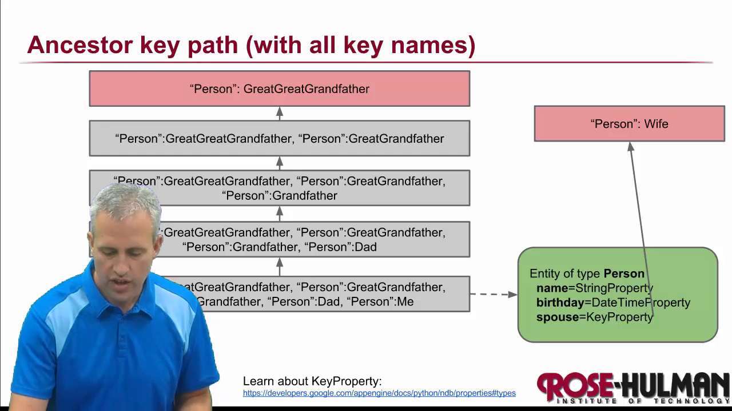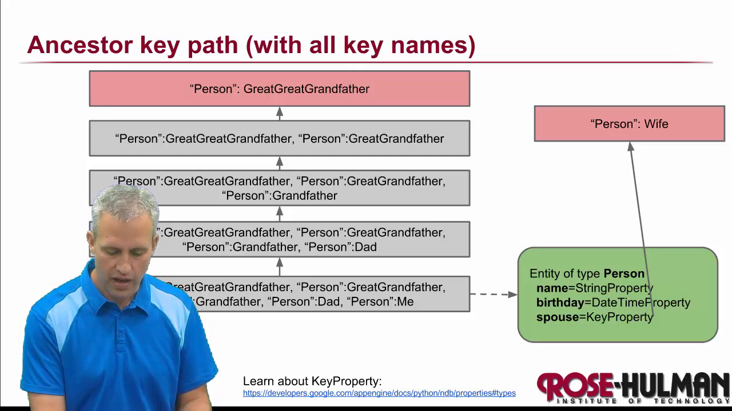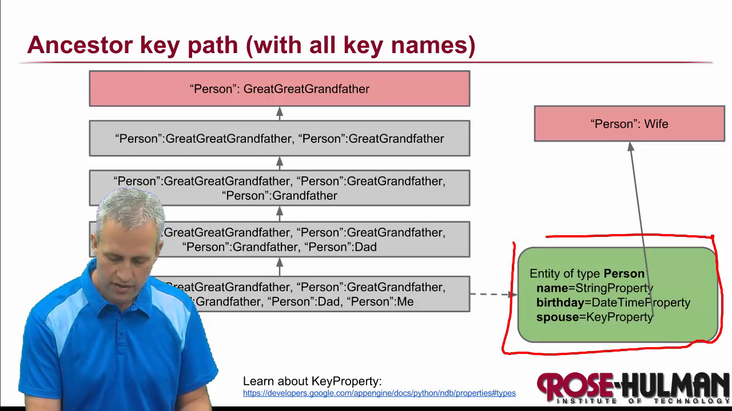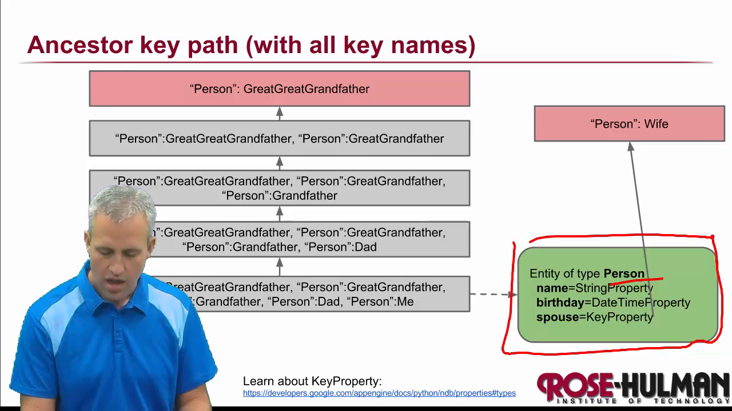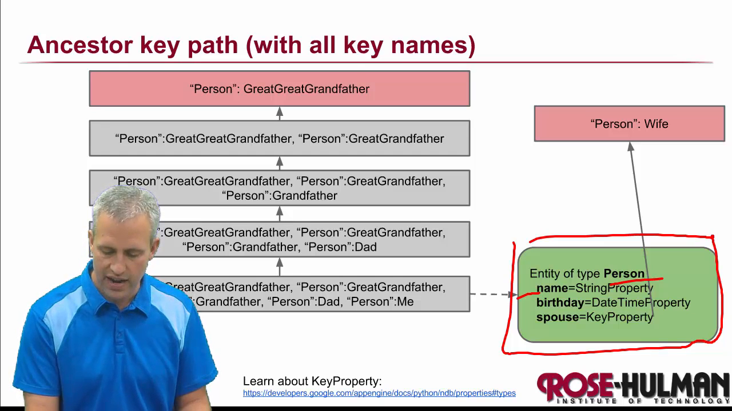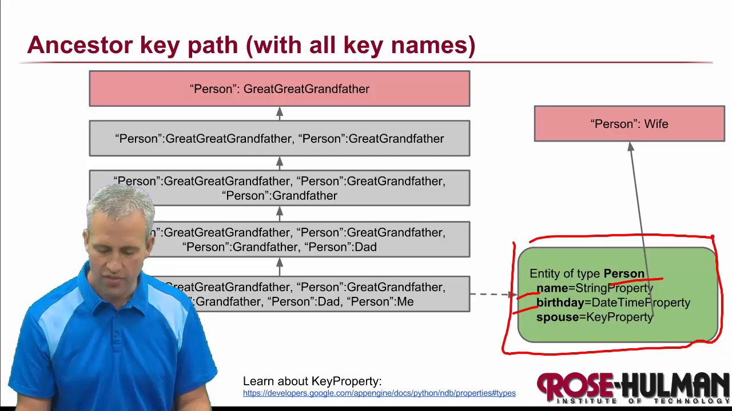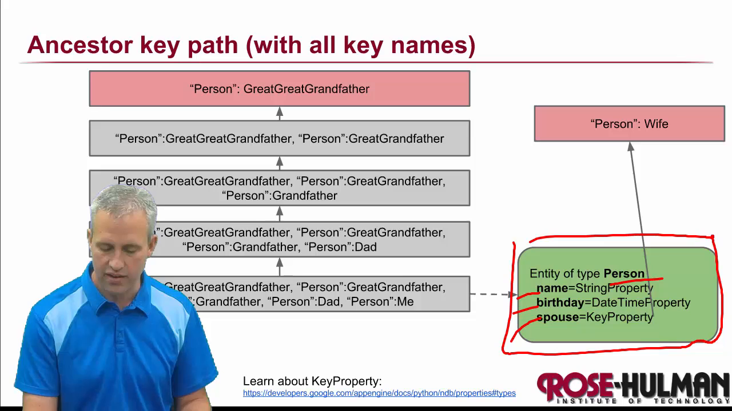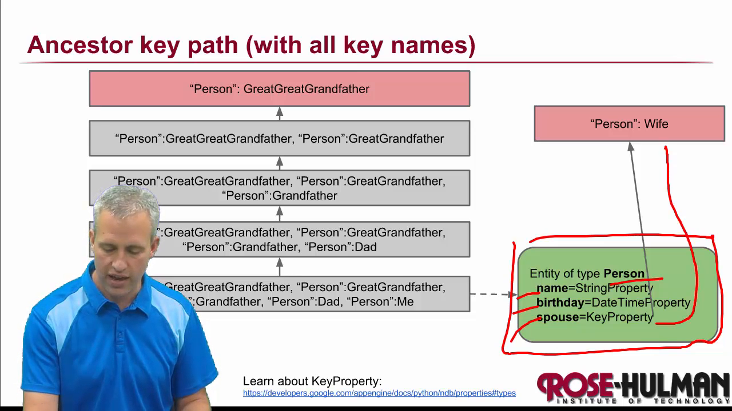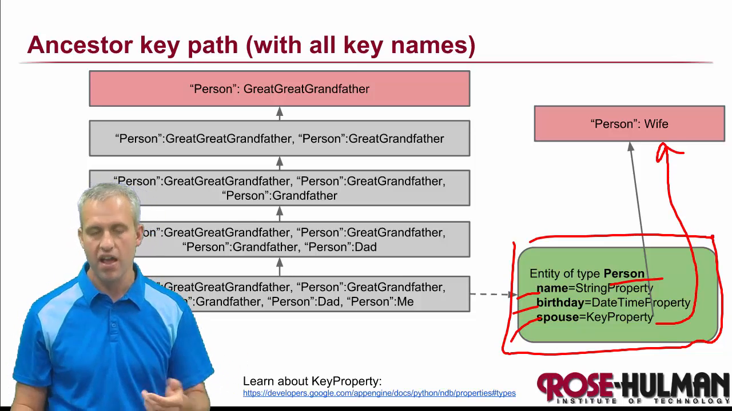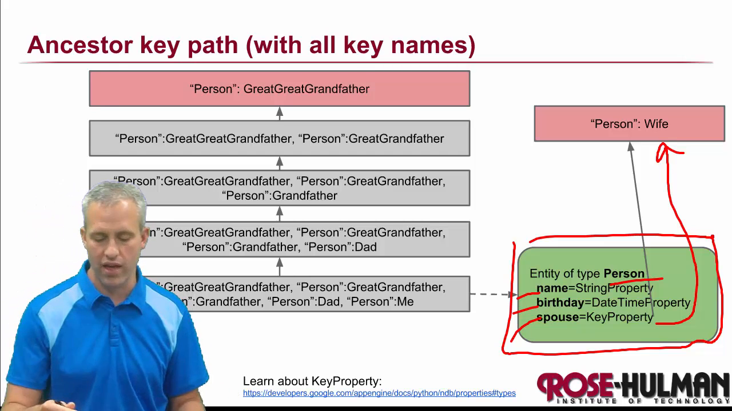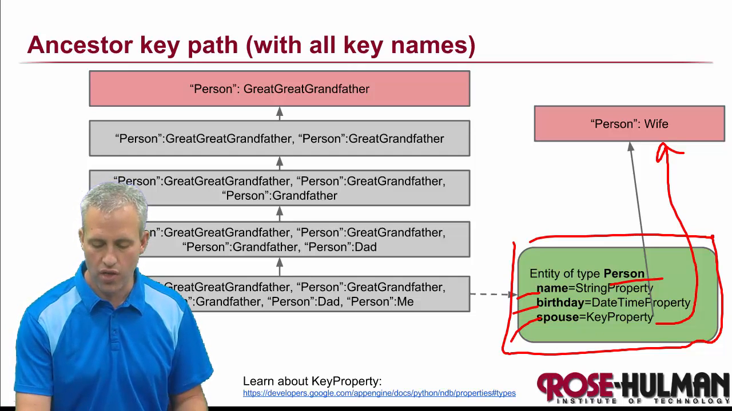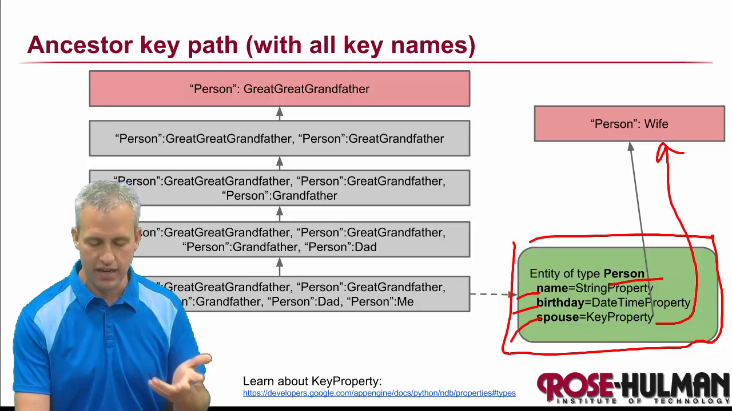So here's kind of a silly example. We've got an entity. Our entity is of type person. A person, we've decided, has a name, which is a string property, and then they've also got a birthday, which is a date time property, and they've got a spouse, which is a pointer to another key property. Obviously, a person has a lot more than that, but I wanted to pick some things that were different property types, right? And so this is the structure of the entity.